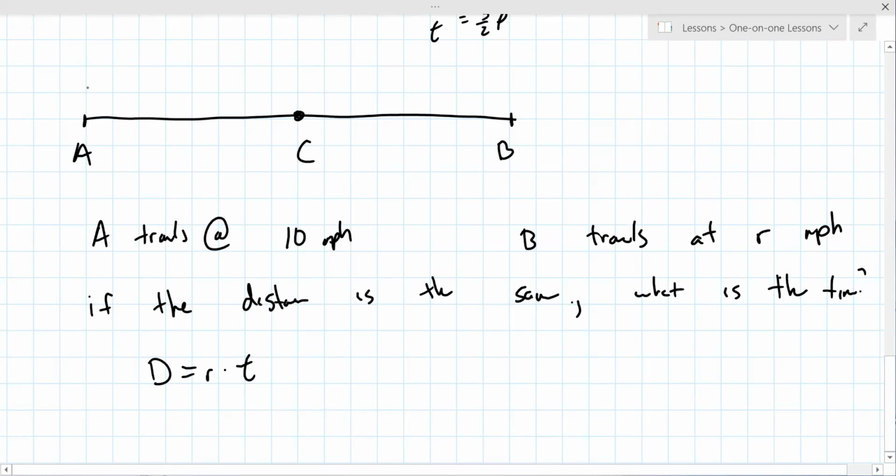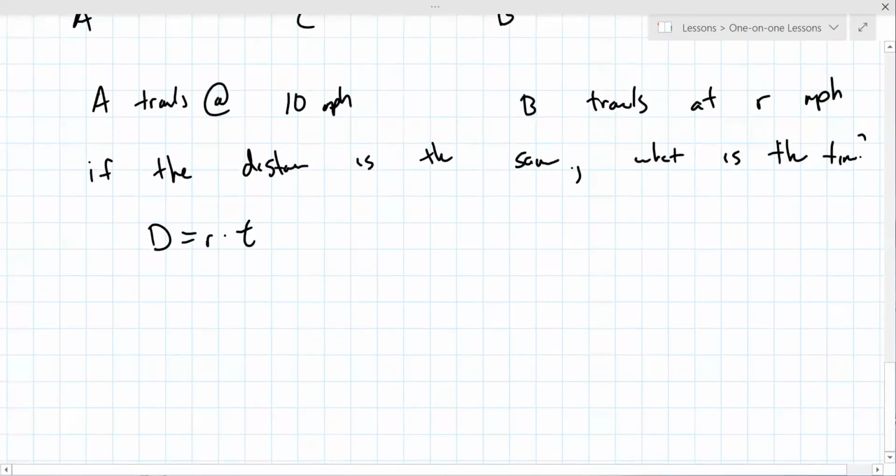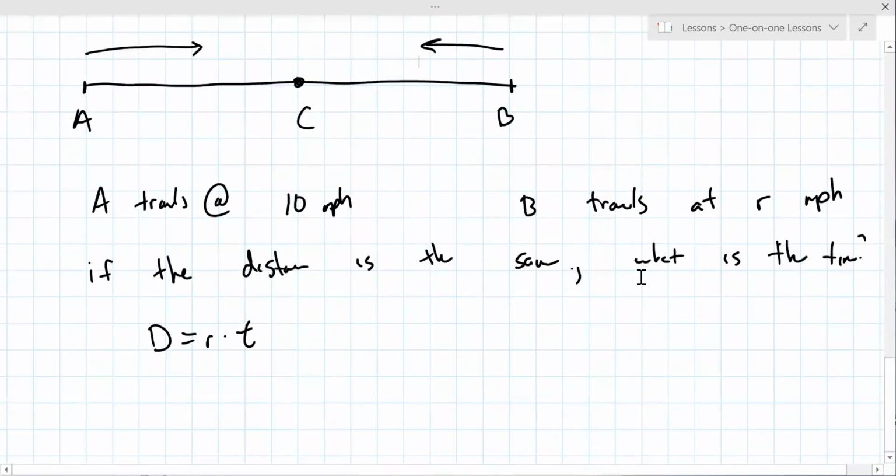Okay, so A is going this way and B is going this way. So you have to do it for each person or each thing. So the distance here, which we don't know, we'll call it D. The rate of A is 10, and its time is T1.